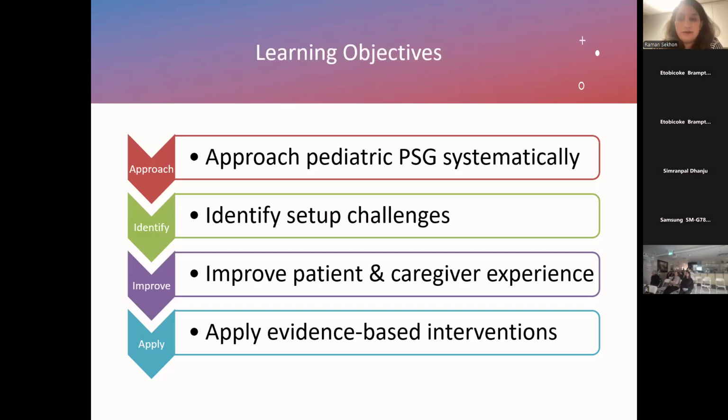Like we see during the setup procedures, all the kids behave differently. They don't let you put the electrodes on. So there are quite a few challenges that we face. And then we'll also discuss how to improve the patient and caregiver experience. We'll go through different techniques that improve both the patient and the caregiver experience, mainly reducing their stress and anxiety.